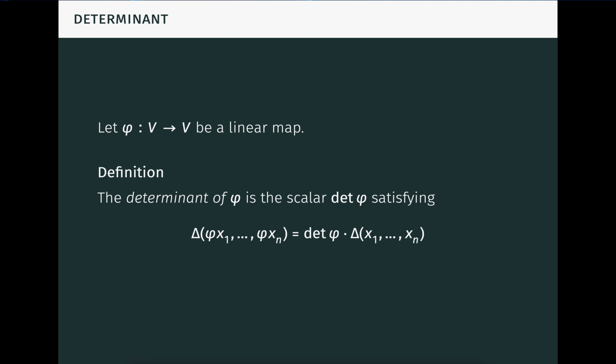The classical determinant of phi is the scalar det phi, satisfying the equation seen here for all vectors x1 to xn. We know that there is such a scalar by the universal property of delta. Specifically, the left-hand side of this equation, when viewed as a function of x1 to xn, is multilinear and alternating, so is an n-dimensional determinant function on V, which must be a scalar multiple of delta by the universal property. The scalar is uniquely determined by phi.